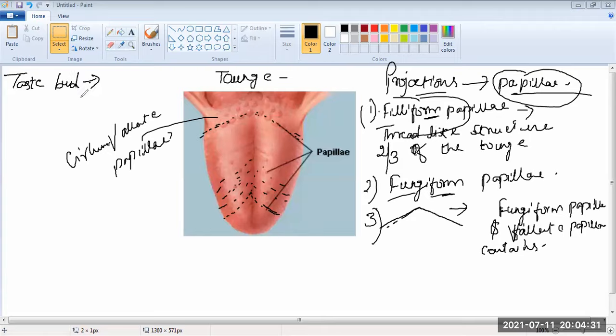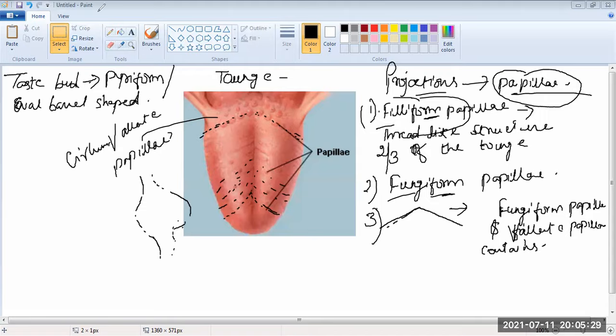Taste bud, if you talk about taste bud, it has a piriform structure, right? Or it has an oval, barrel shaped structure. You will find it written as piriform structure. Piriform means it's pear shaped, which is broad from the bottom and narrow at the top, like this. So it's a piriform or barrel, oval shaped structure.